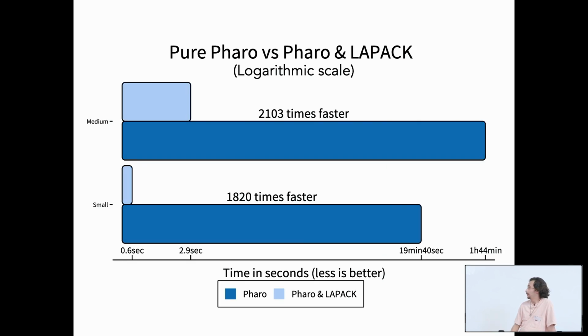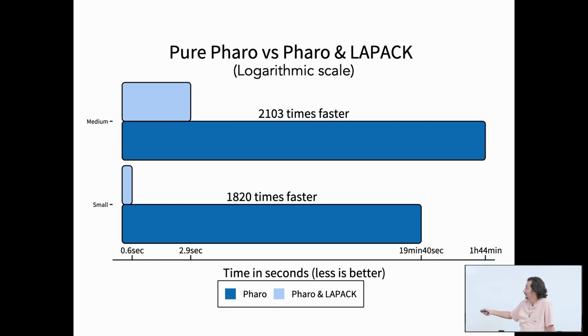And also, we did a comparison of a pure Pharo algorithm versus Pharo and Lapak. And this is a logarithmic scale because the numbers are too big to be shown. But as you can see, we increase our runtime speed by 2,000 times. So, for example, for the algorithm in pure Pharo, for the medium data set, it takes 2.9 seconds to be executed. And the other one takes 1 hour and 45 minutes. So this is a pretty big difference between 2 seconds and almost 2 hours.